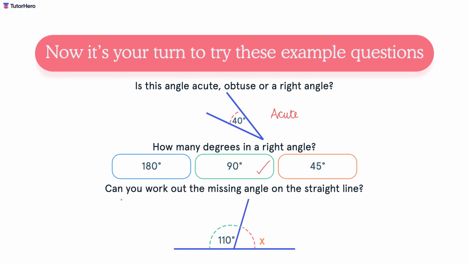And finally, can you work out the missing angle on the straight line? We know that all angles on a straight line add up to 180 degrees. So we're going to use 110 to find our missing angle x. 180 minus 110 equals 70. Angle x is 70 degrees. Well done if you got all those answers correct.